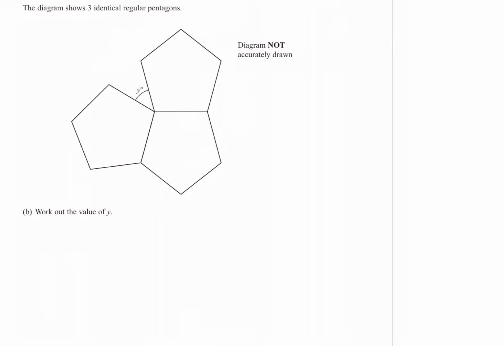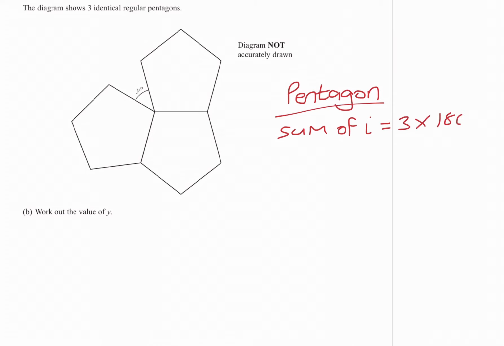So it says here the diagram shows 3 identical regular pentagons. Okay, so those pentagons are all regular, which means all the angles inside them are the same. Earlier on, we did work out what the sum of those interior angles was. Okay, so if you can recall that, in a pentagon, the sum of the interior angles, if you remember, was 3 times 180, which is equal to 540.